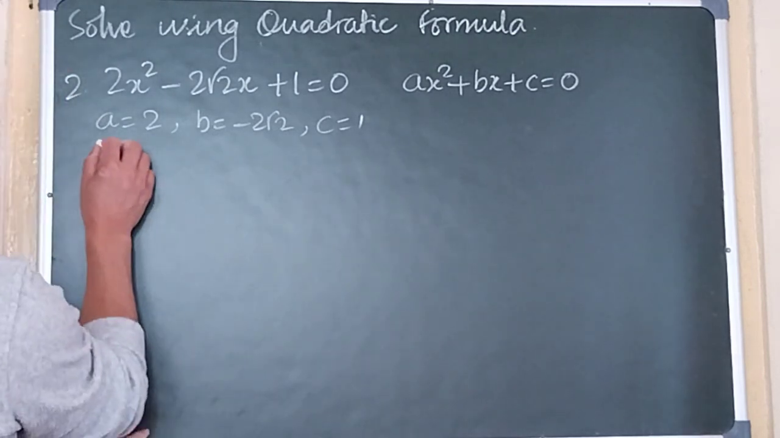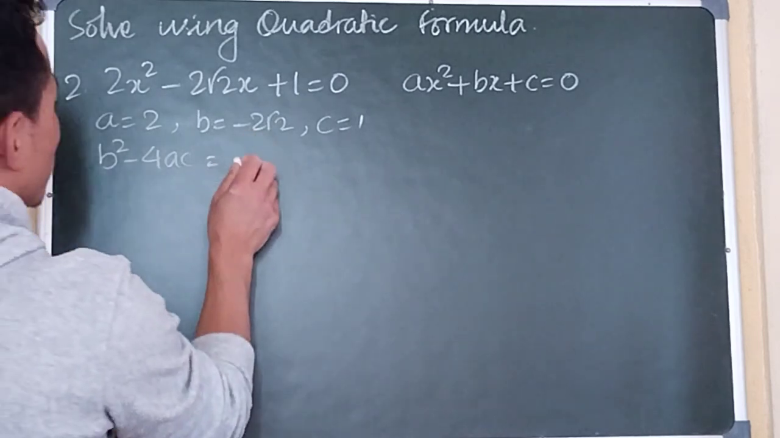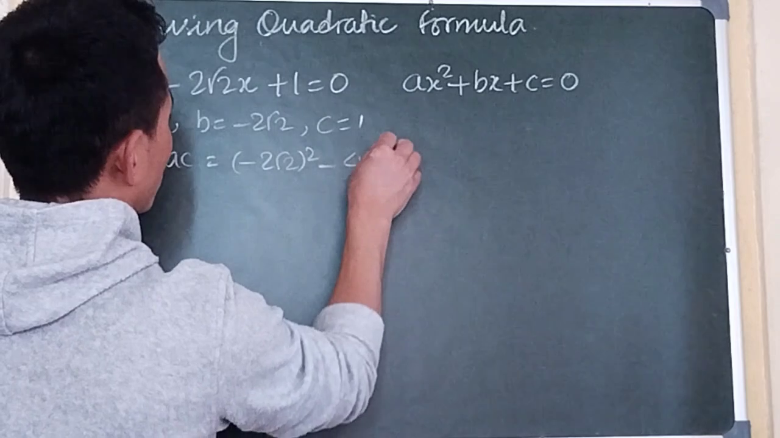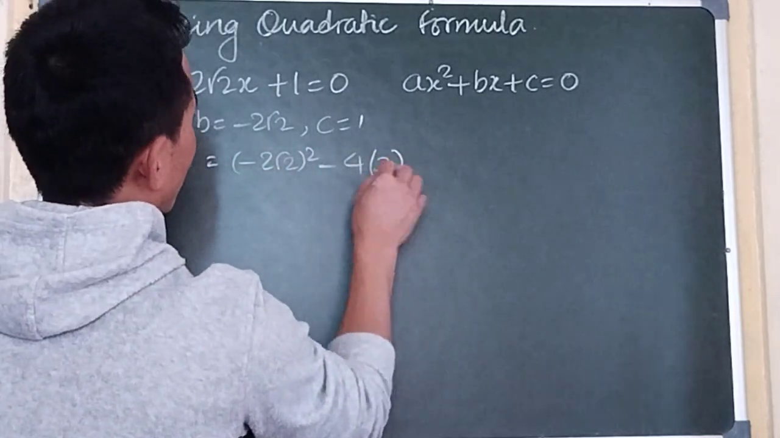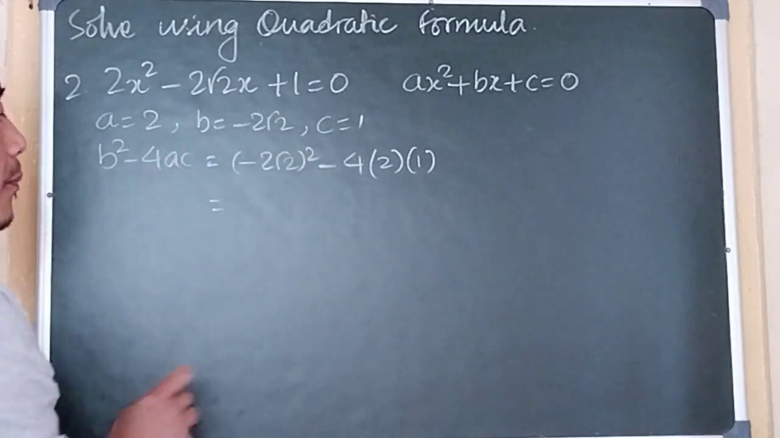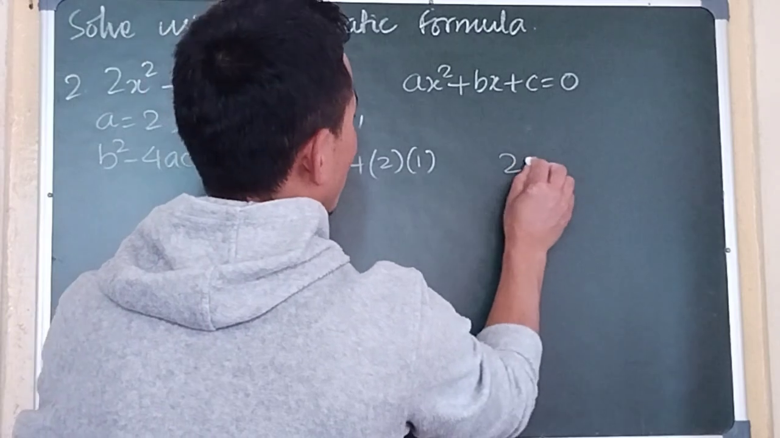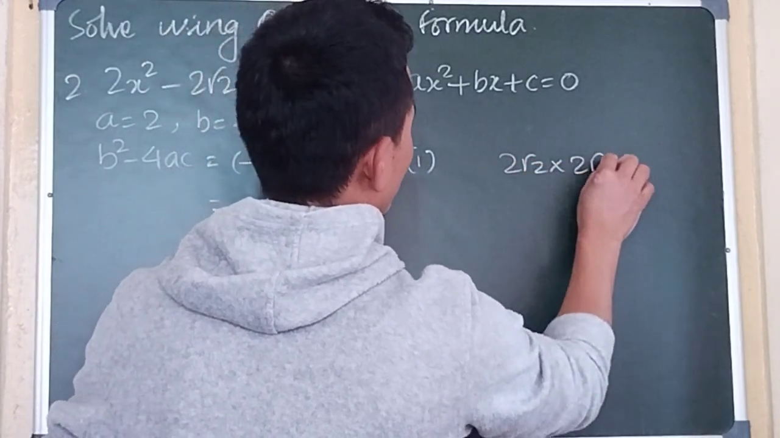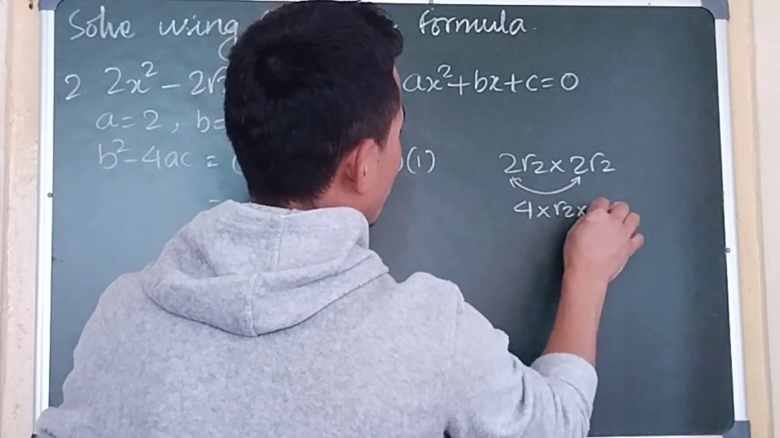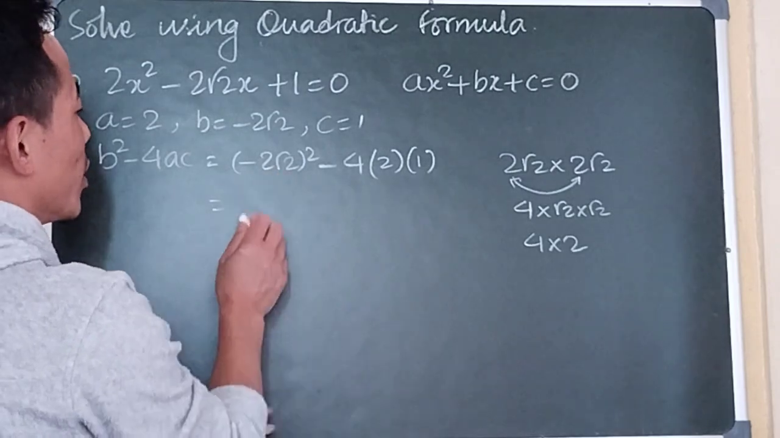After this, what we have to see? The discriminant, b square minus 4ac. So b is how much? Minus 2 root 2 whole square, minus 4, a is 2 and c is 1. Now minus square becomes plus. 2 square is 4, root 2 square is 2. So it's like this, 2 root 2 into 2 root 2. So this 2 into 2 becomes 4, and we have root 2 times root 2, so this is nothing but 2. So the square of this number becomes 8.